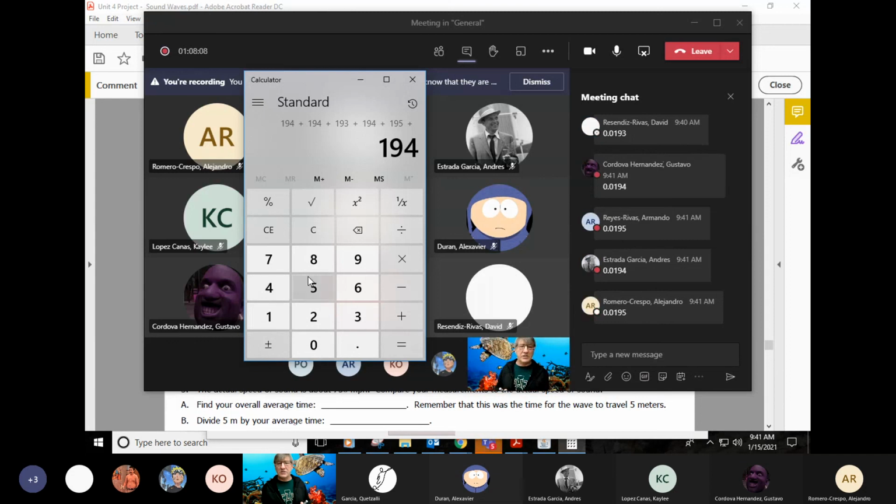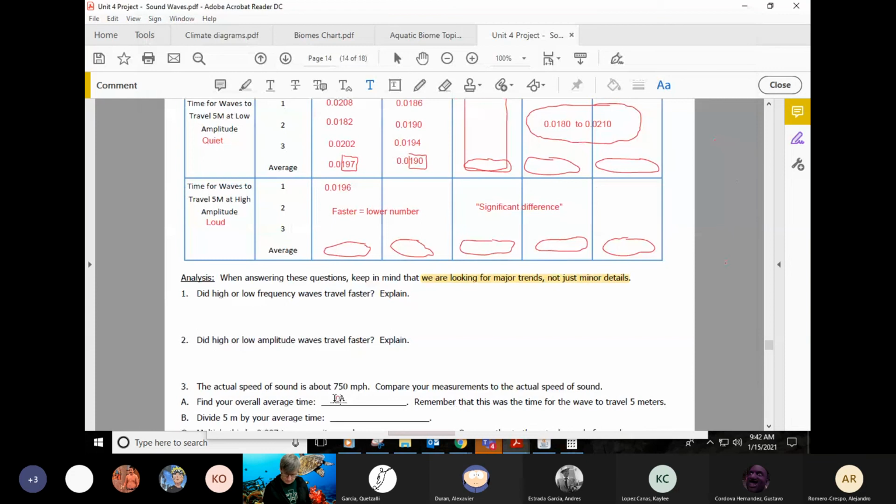You guys are way more consistent than my third period class. They had a lot of variation in their averages, but yours are all very close to one another. I think I'm just going to work with these 7. So I've added them up, I divide by 7, and my answer is 0.0194. So I'm going to put that in here, which is basically what most of you guys got.